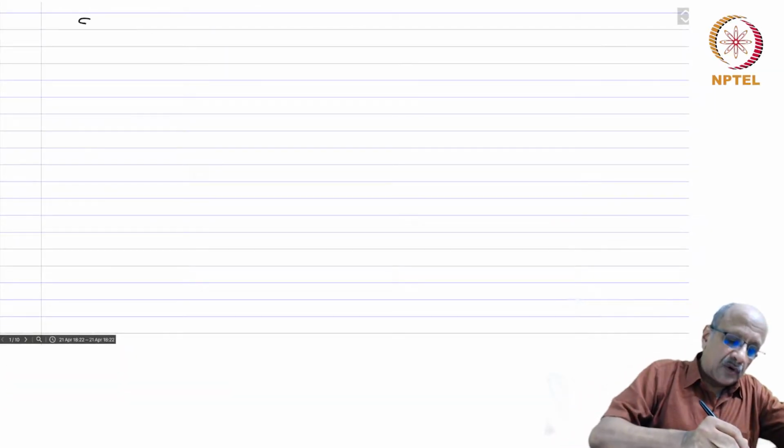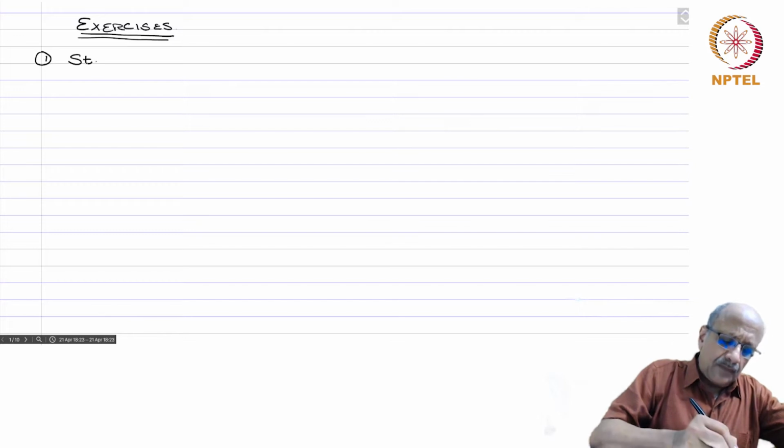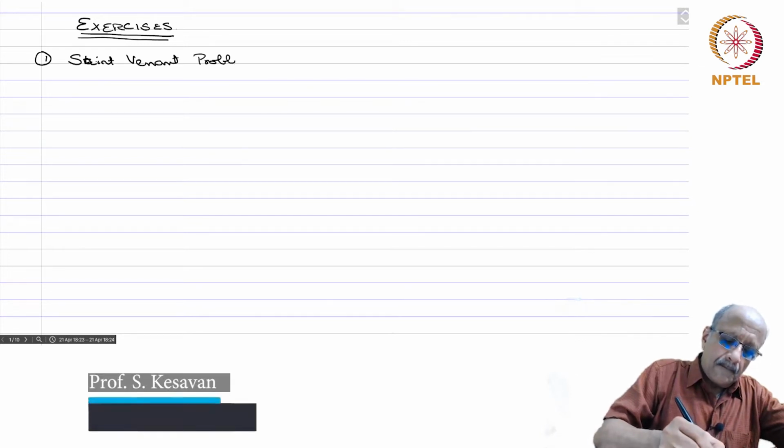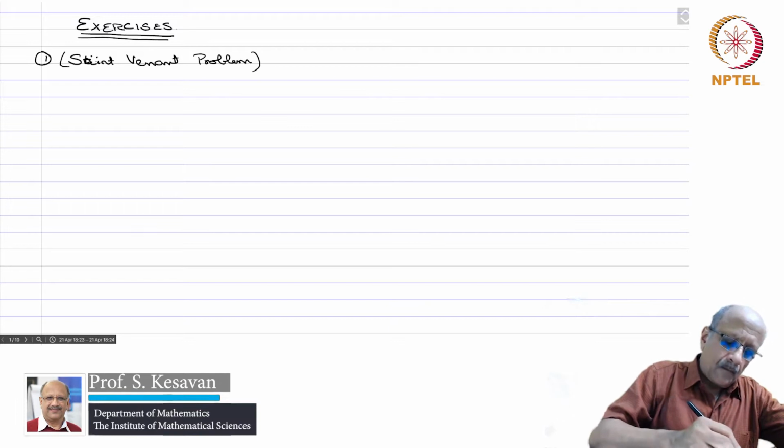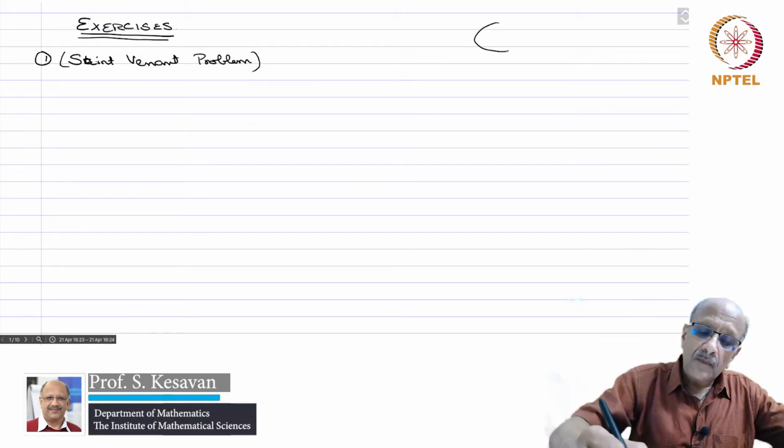We will do some more exercises. The first one is called the Saint-Venant problem. So you think of a beam, an infinite beam of uniform cross section.